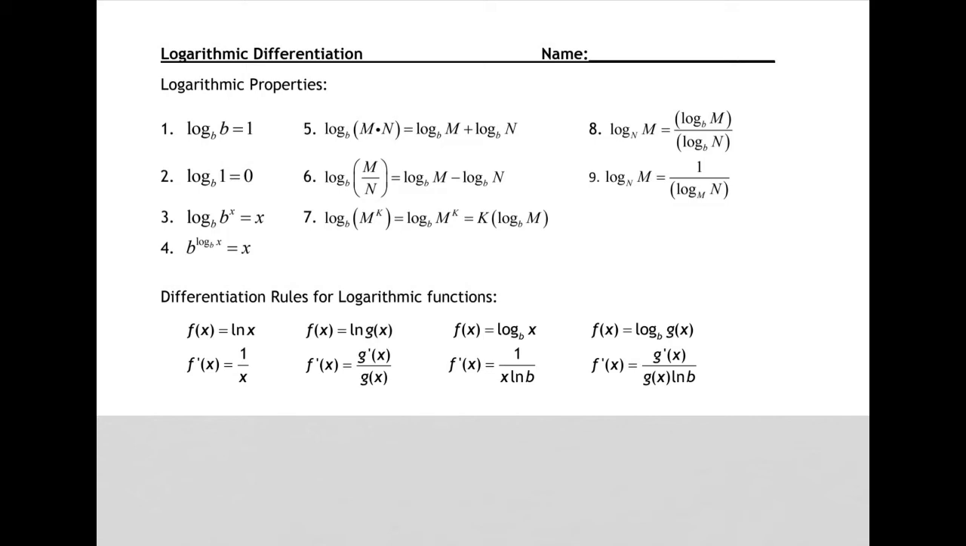The first four are called the basic properties, property number 5 is called the product property, property 6 is the quotient property, property 7 is called the power property, and 8 and 9 are called the change of base property. Now, let's learn the differentiation rules for log.